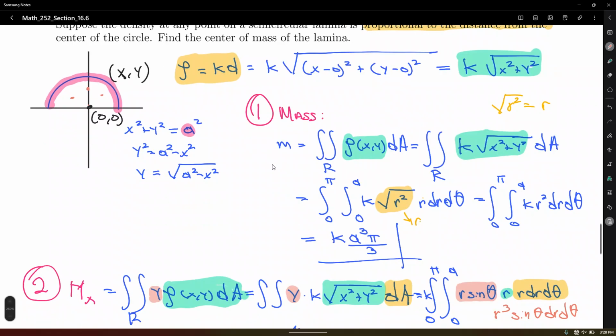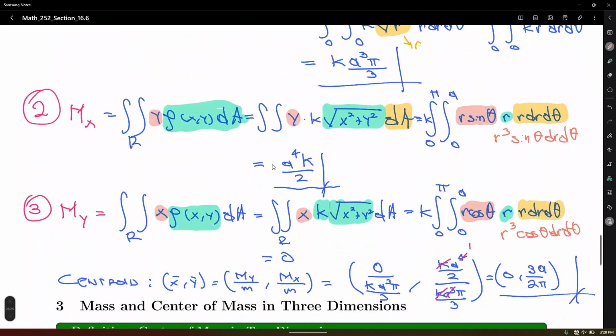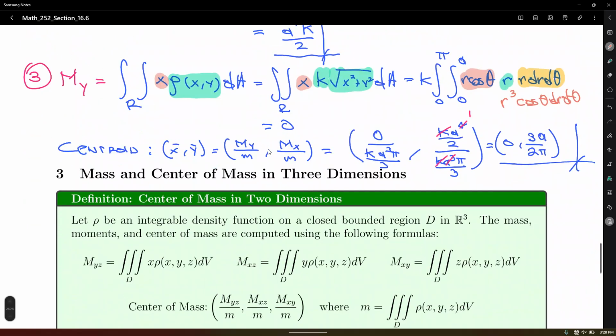That's centers of mass in 2 dimensions. All right, in the next topic, we will discuss the mass and center of mass in 3 dimensions.